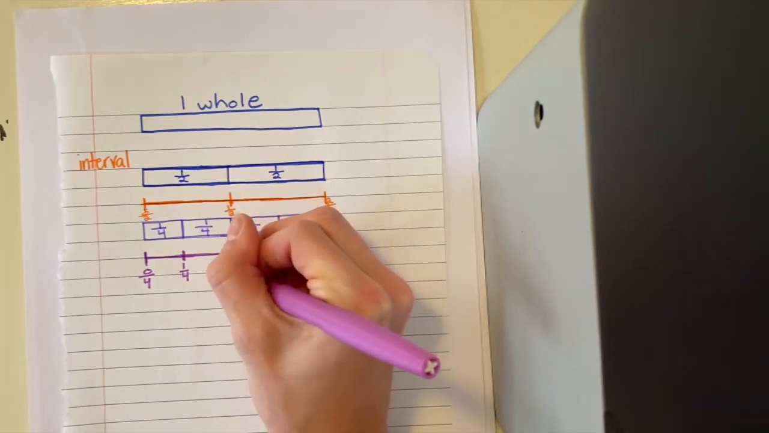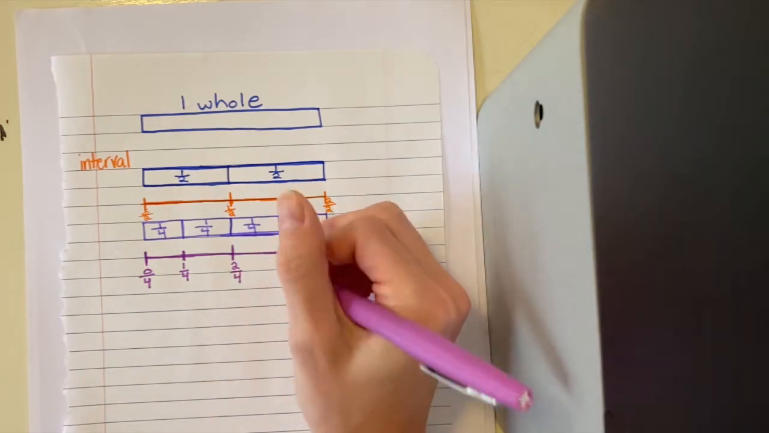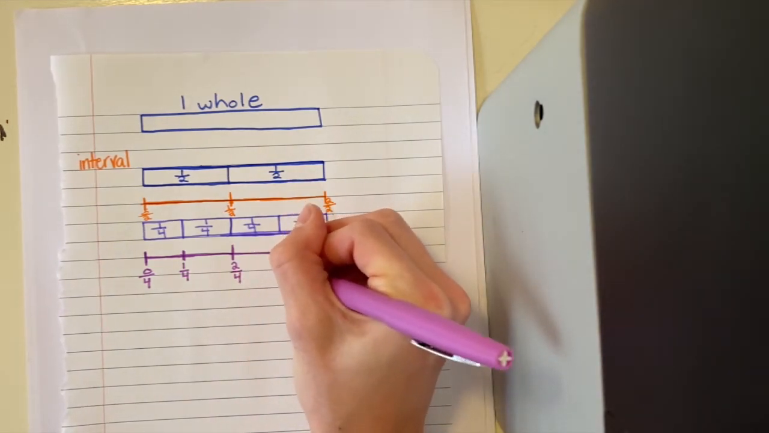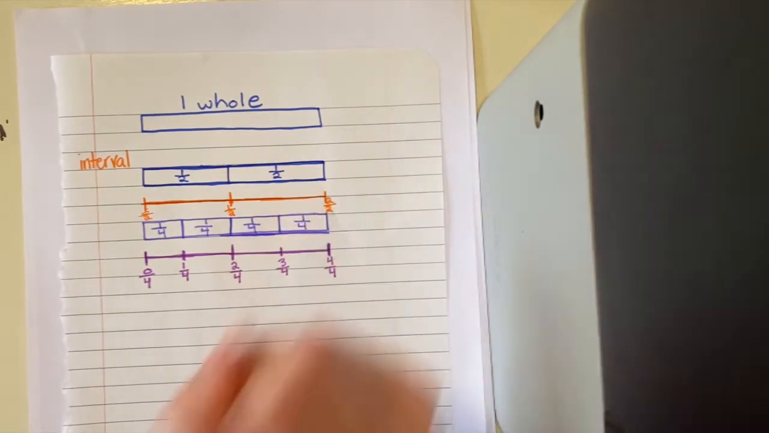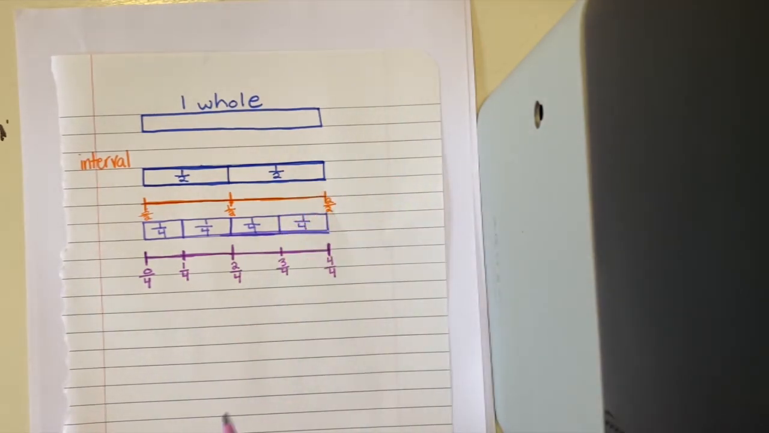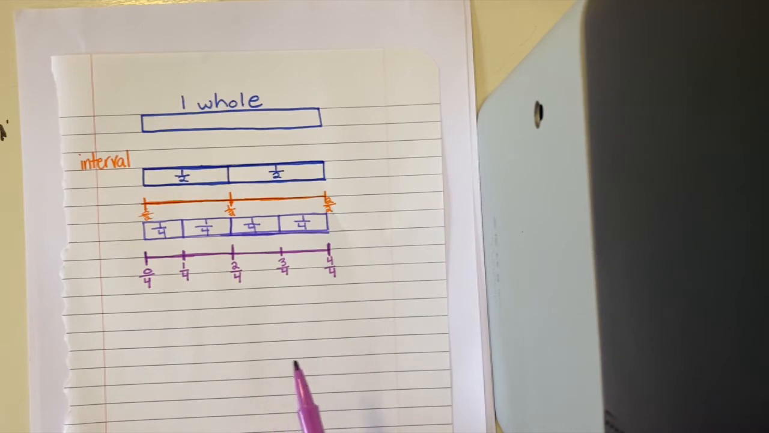Another part would be 2/4. The next, 3/4. And the next, 4/4. Now, looking at these number lines, we've gotten a little better at labeling them, partitioning them.